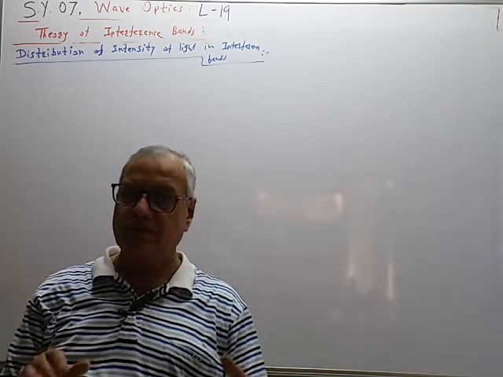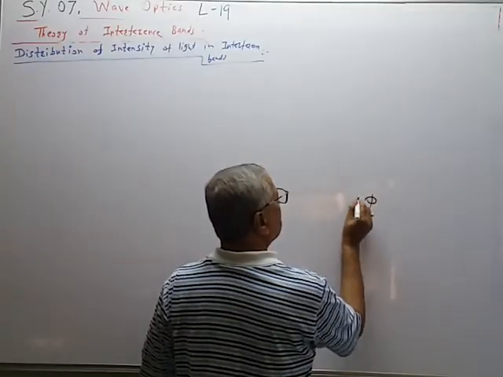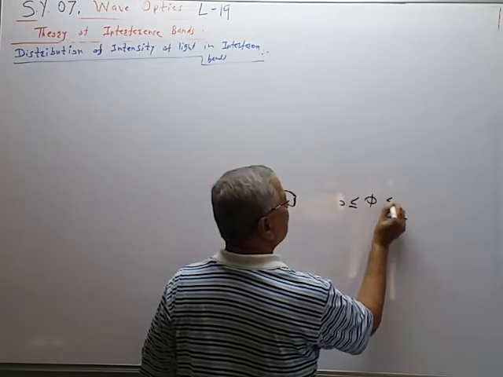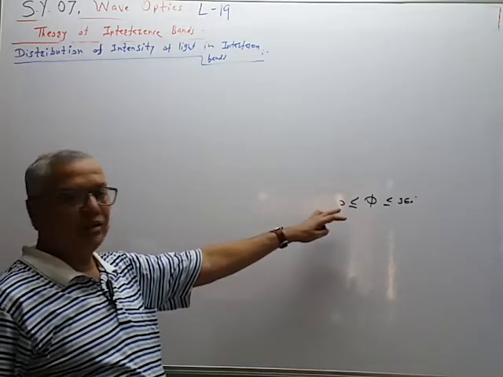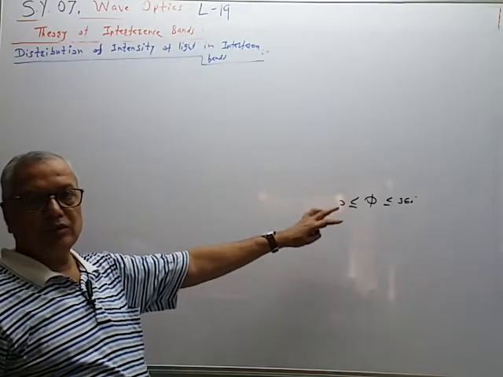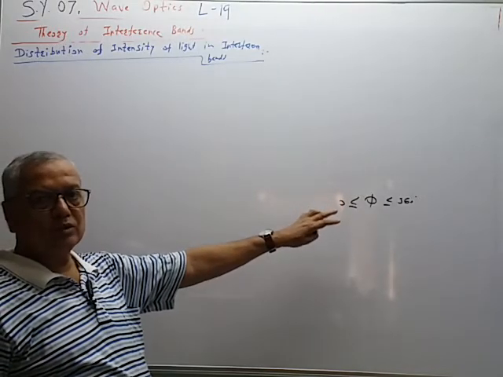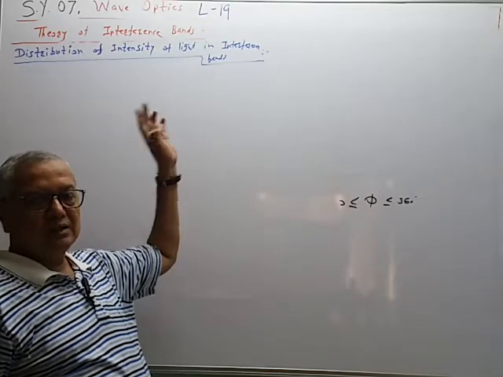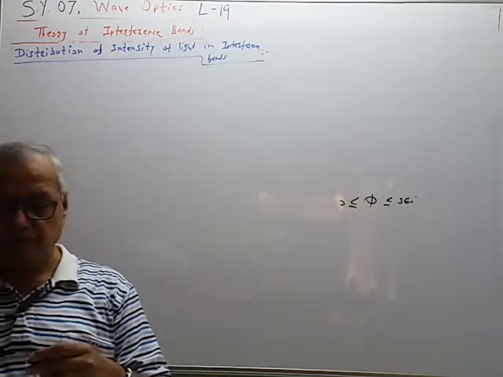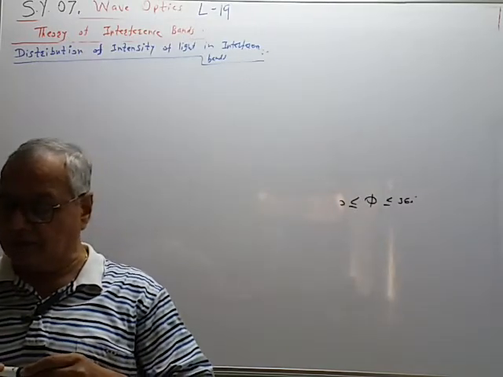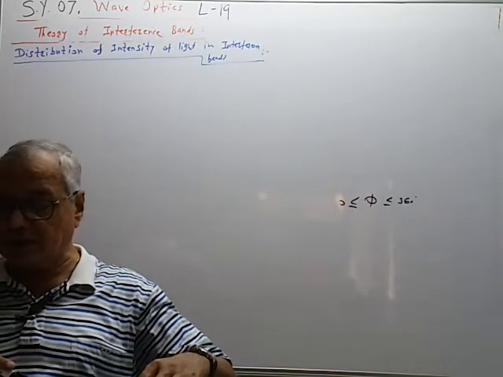So they are having constant phase difference. That phase difference phi, we know, may be 0, greater than 0, or less than or equal to 360 degrees. So phi is the phase difference between the two waves from the coherent sources. Now if phi is the phase difference between the two coherent sources, then what is the intensity distribution in the interference pattern, that we have to see. So we are considering the two waves interfering with each other from two coherent sources S1 and S2 at point P.